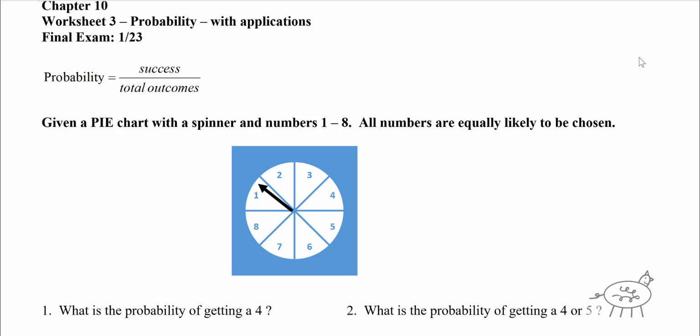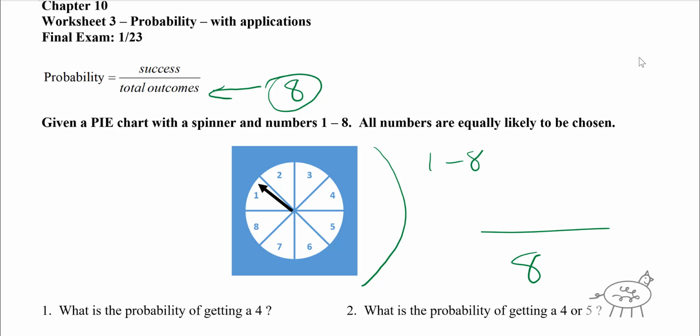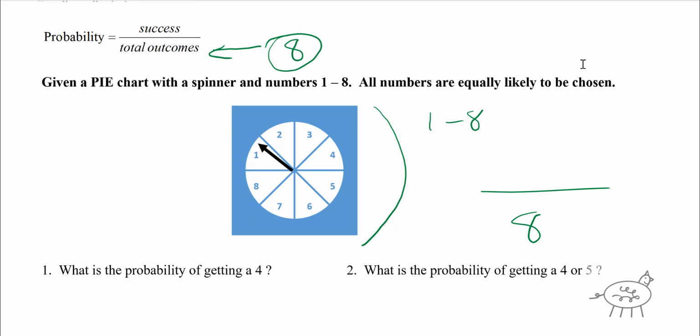And remember, on the bottom here, you have your total outcomes, so you have to add the numbers. If you look at this chart here, you have 1, 2, 3, 4, 5, 6, 7, 8. So 1 through 8. There are 8 numbers, so that bottom number is 8. Super, super important. The bottom number is 8. For every single one of these problems, the bottom number is 8. Okay? So the first question is, what is the probability of getting a 4?